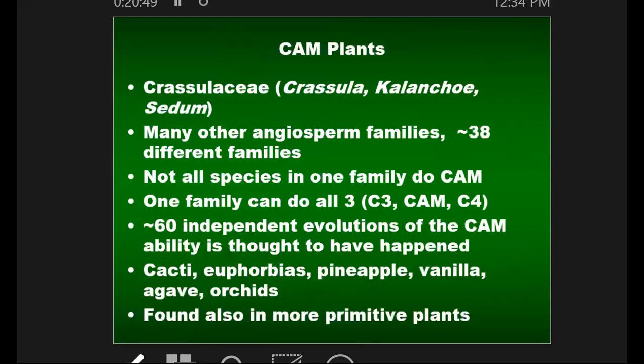We have the family Crassulaceae, but there are about 38 different families in which you can find a CAM plant. Not every single species in that one family will do CAM. Some families have all types: you'll see C3 plants, CAM, C4. They think this CAM pathway has evolved about 60 different times over time. Vanilla, the vanilla orchid, is the only orchid we get something commercial from in terms of something to eat, so to speak. The vanilla flavoring.